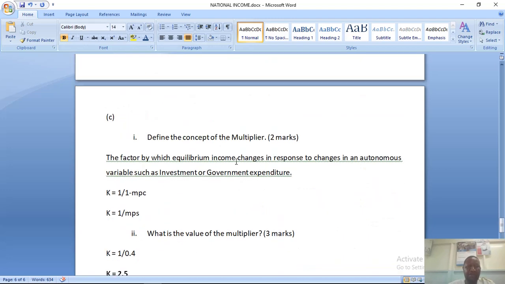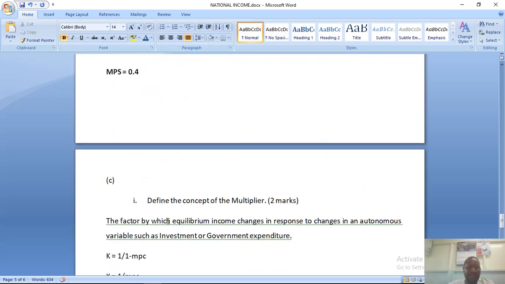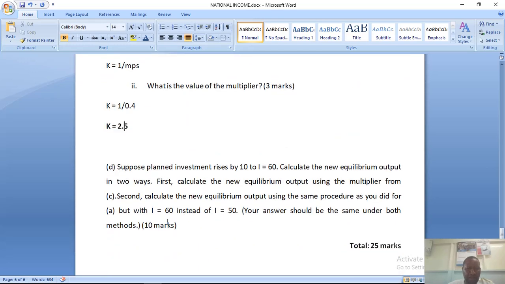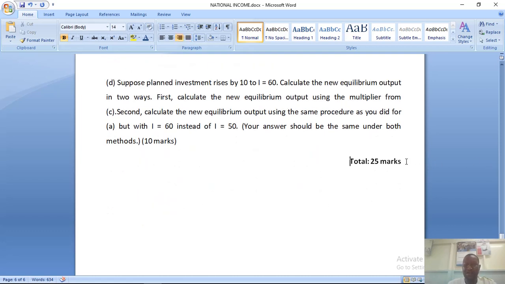And we are told that the answer should be the same. So what method did we use in A? In A, we used the method where we said at equilibrium output, income must be equal to aggregate expenditure, and the aggregate expenditure was C plus I because we didn't have government or imports or exports. And we calculated our income was 500. That's the equilibrium income. In this one, firstly, we have to use the multiplier model. So let's use the multiplier.